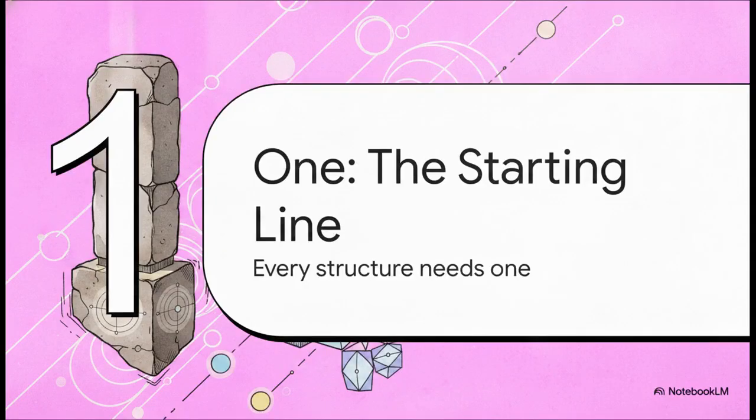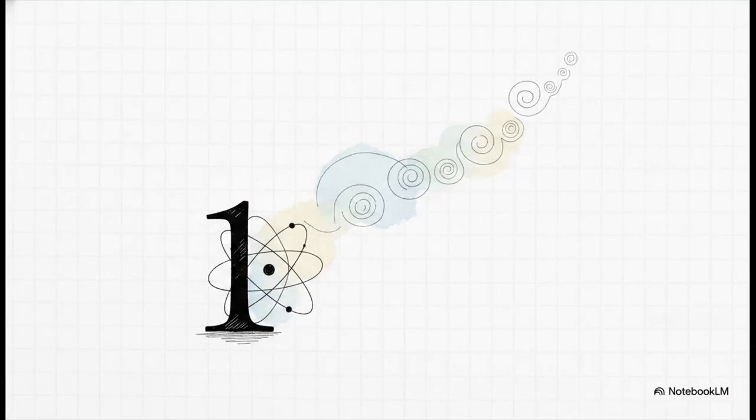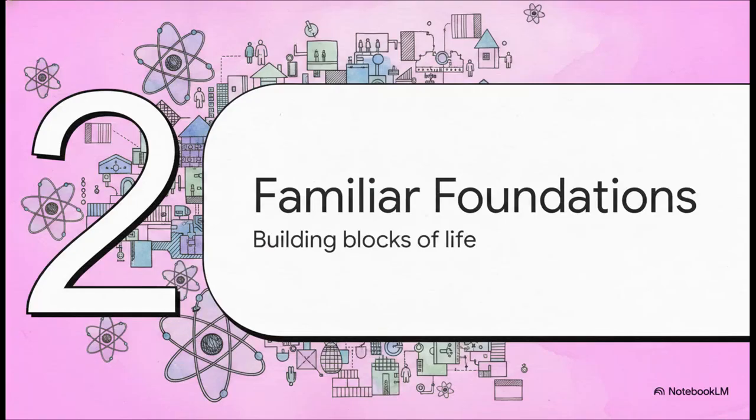Section 1, the starting line. Because every massive structure needs a cornerstone. Hydrogen is that starting line, holding the designation of a single, simple integer of 1. Just notice its stark simplicity. That's it. And from this absolute baseline, everything else in our inventory is going to sequentially escalate. It's the ultimate anchor.